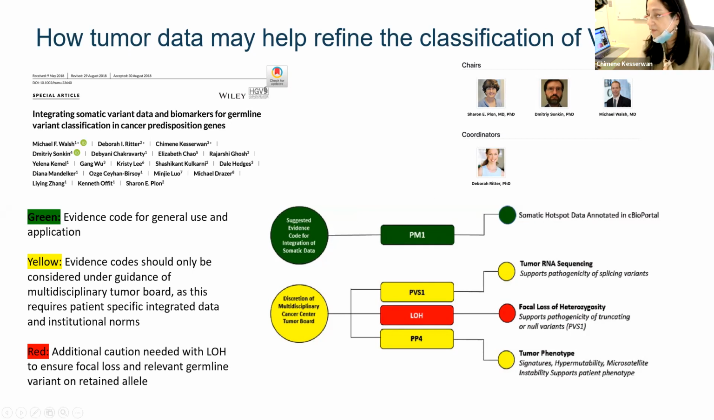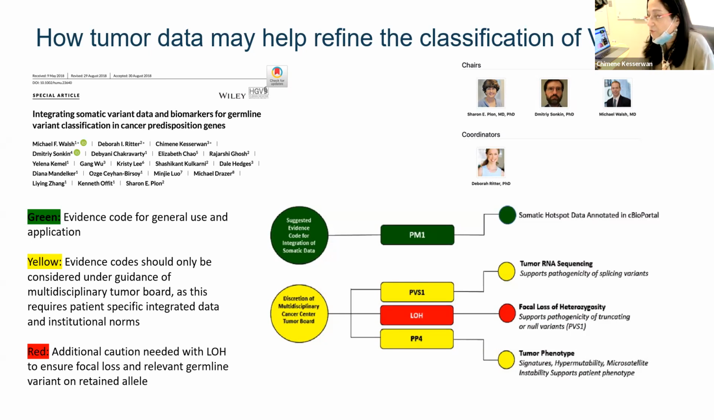So the second somatic data element that could inform germline curation is RNA-seq. If RNA-seq is indicative of a splicing alteration, this may be considered strong evidence in support of germline pathogenicity. And other somatic evidence, such as tumor mutational signature, could be considered supporting evidence of pathogenicity. However, these evidence codes labeled here in yellow should only be assigned under the guidance of a multidisciplinary tumor board.